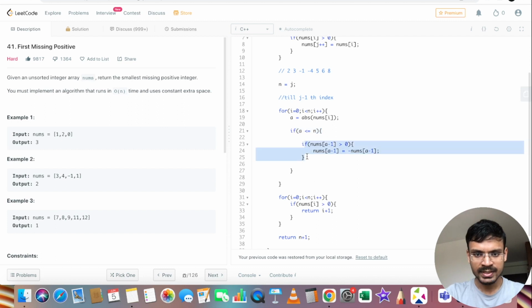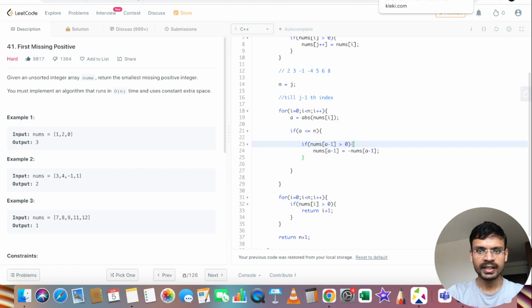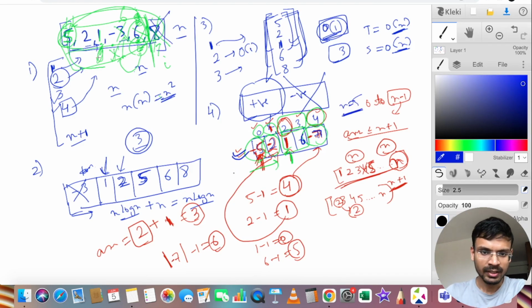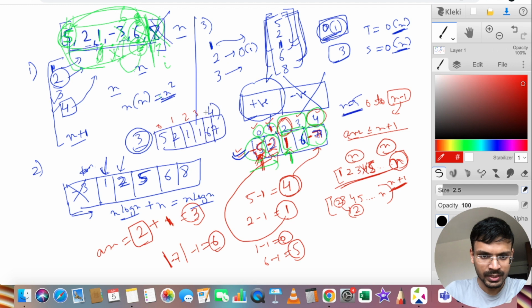I'm basically taking one less than whatever value was present at a particular index, and I'm checking if the value is already positive. Only in those cases do I need to mark it as negative. One of the cases can be, let's see, 5 2 1 1 6 7. Suppose this was the array, and the indices are 0 1 2 3 4 5. So 5 comes here, so we go to the fourth index and mark it as -6.